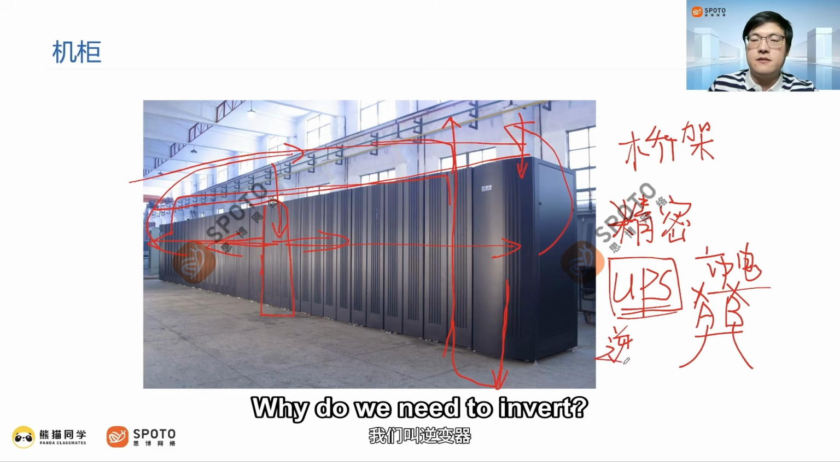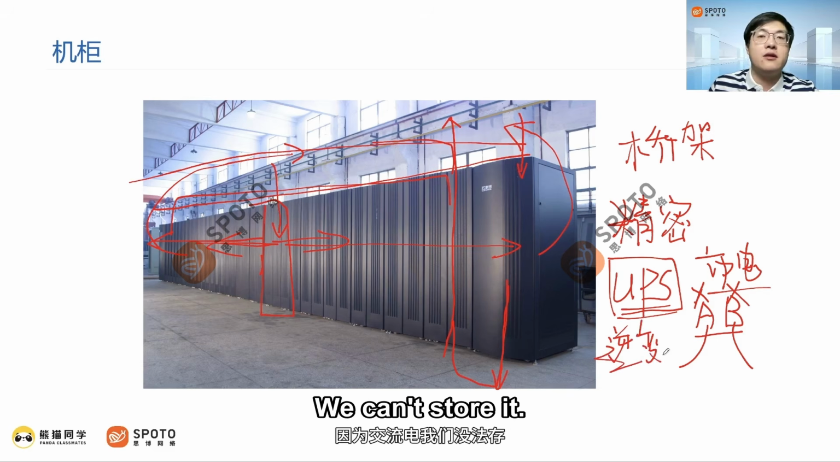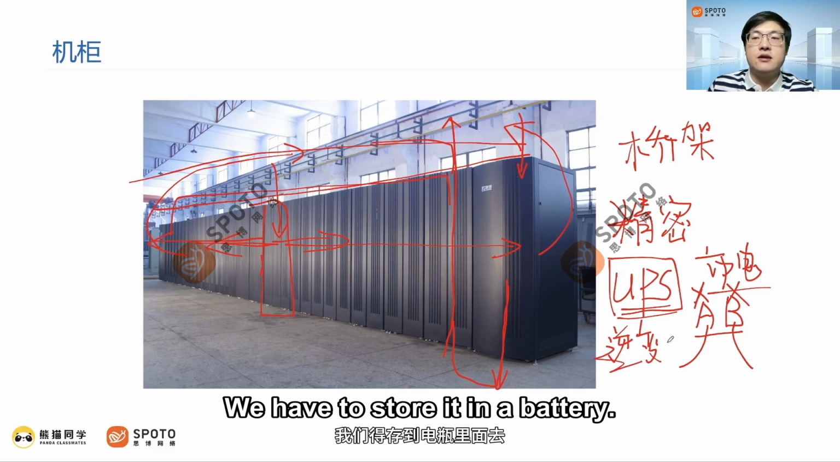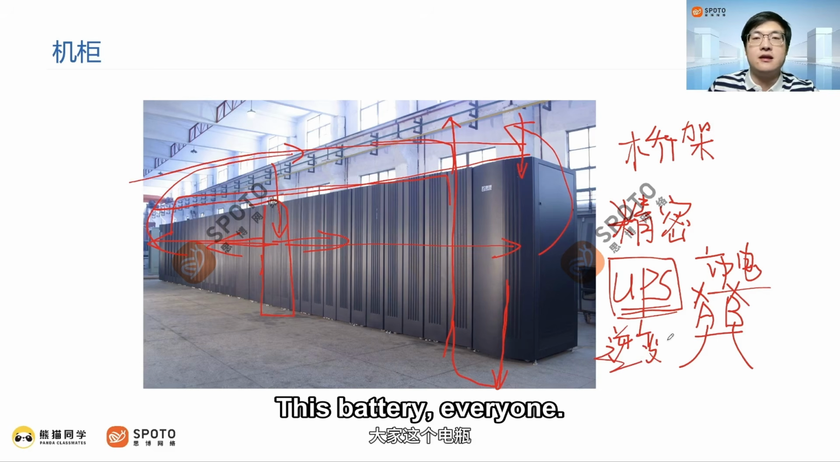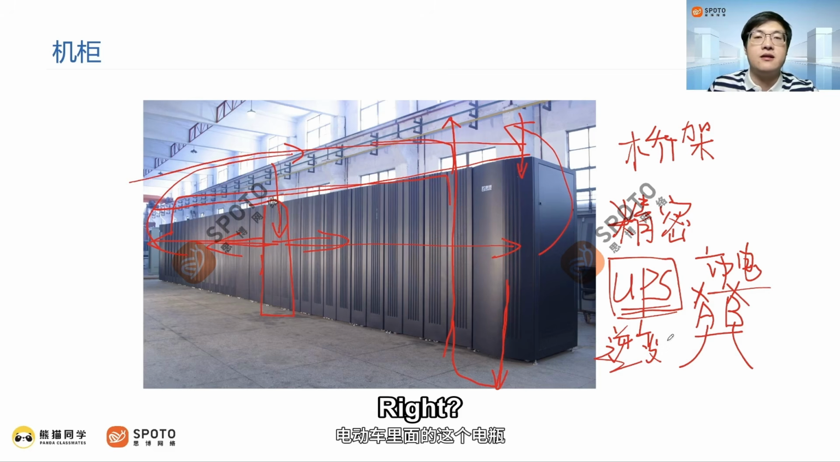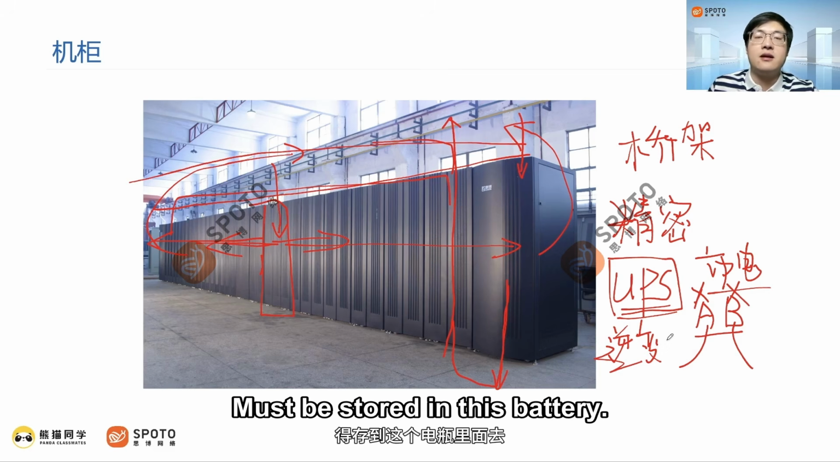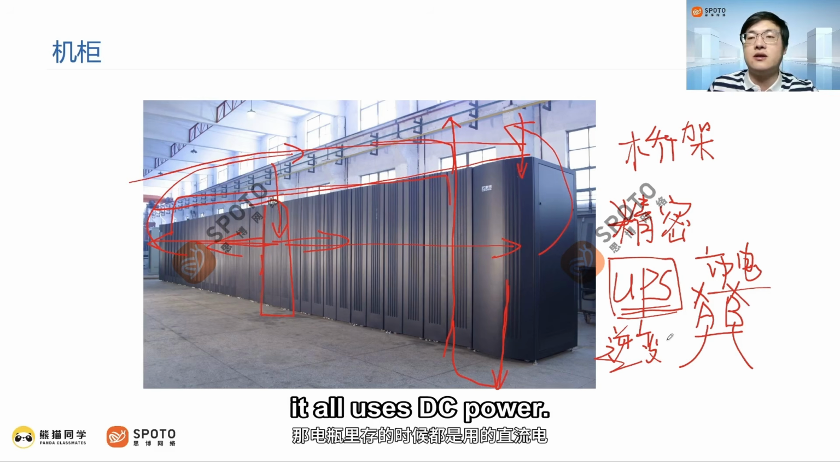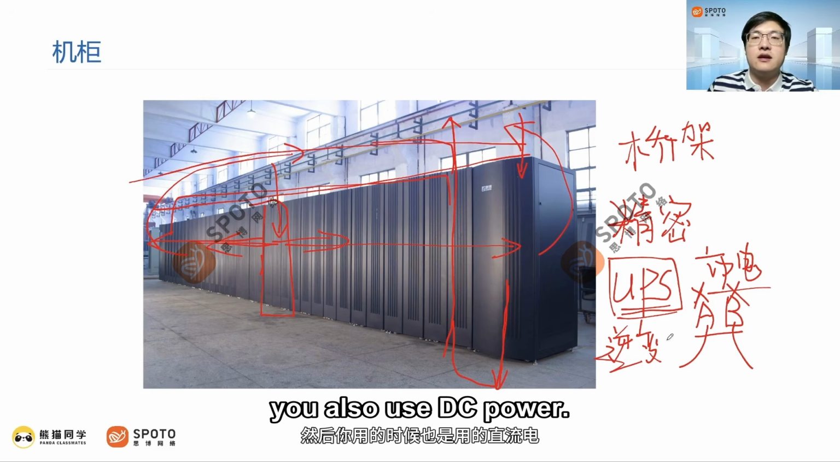Why do we need to invert? Because AC, we can't store it. We have to store it in a battery, like the battery in an electric vehicle, right? It must be stored in DC form. When storing in the battery, it all uses DC, and when you use it, you also use DC power.